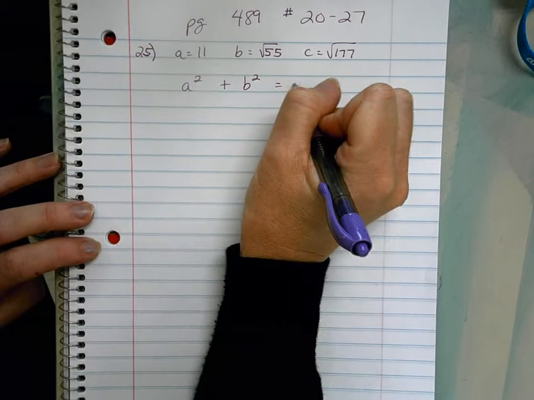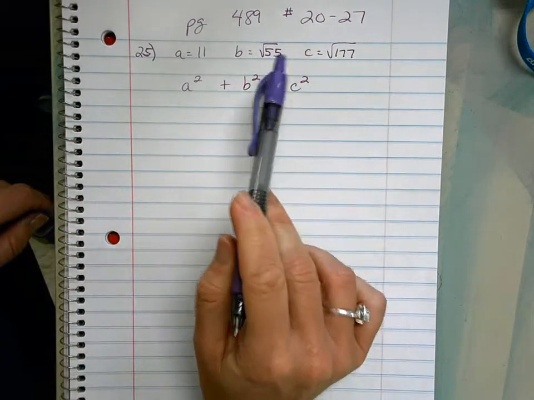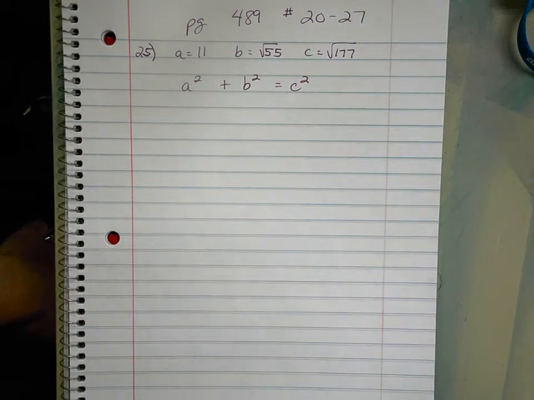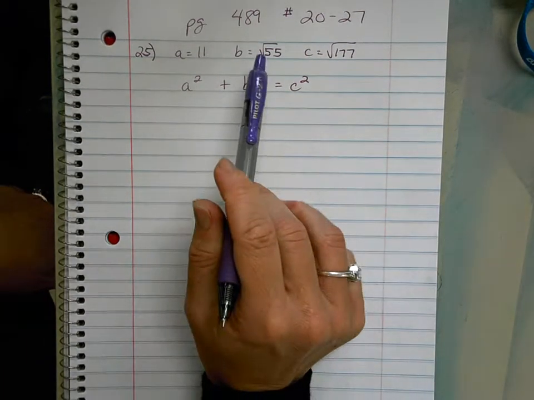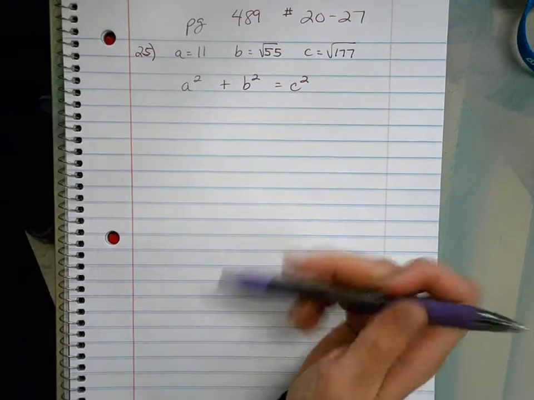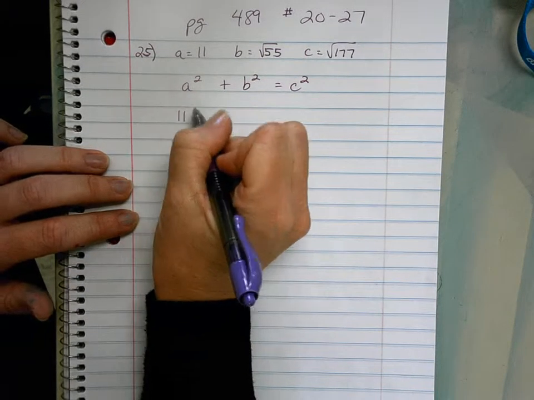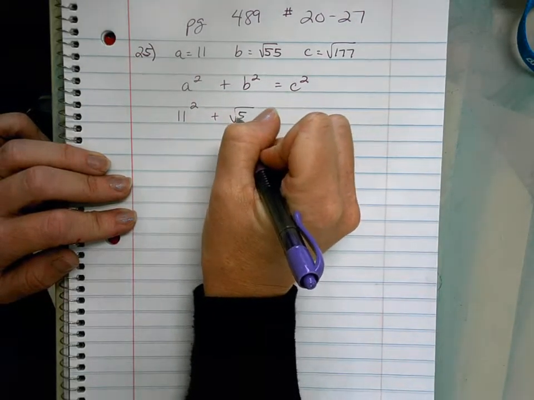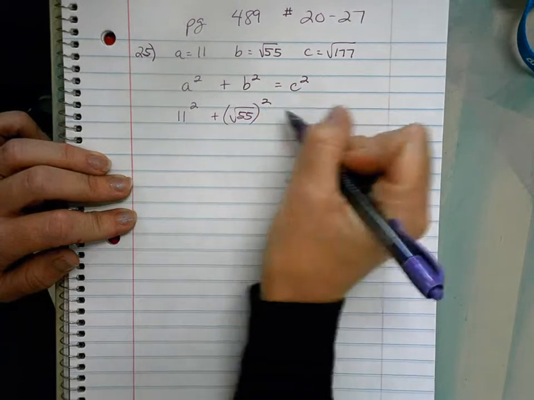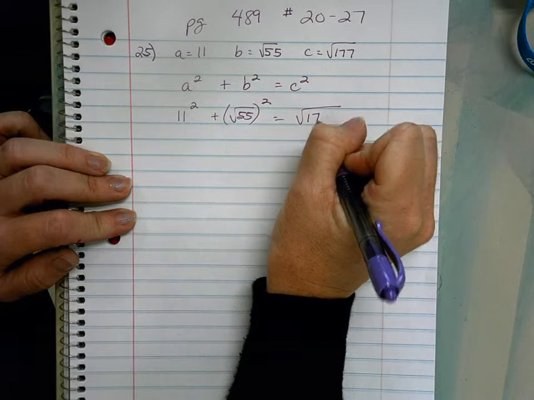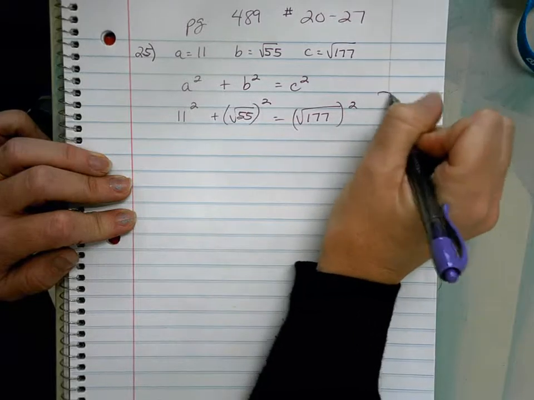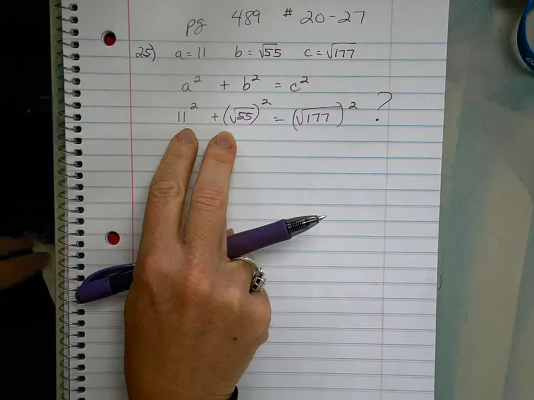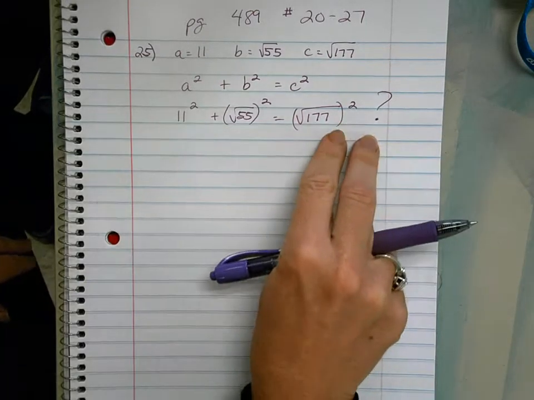I chose this problem because I thought when students see these numbers under the radical, these square root numbers, they might panic a little bit, but actually these numbers make the problem even easier. So let's go ahead and substitute and prove that to you. A is 11, so we have 11 squared plus the square root of 55 squared equals the square root of 177 squared. And I'm not sure, so right now I'm going to put a big question mark there because I have to determine if the sum of a squared and b squared will equal c squared.